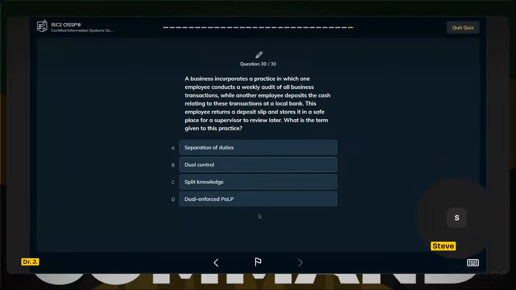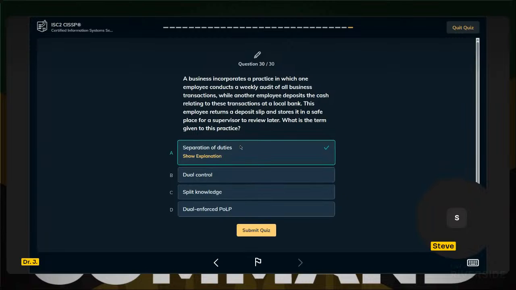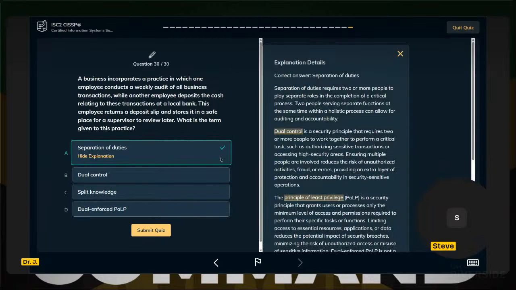And last one for tonight. A business incorporates a practice in which one employee conducts a weekly audit of all business transactions while another employee deposits the cash relating to these transactions at a local bank. This employee returns the deposit slip and stores it in a safe place for a supervisor to review later. What is the term given to this practice? Separation of duties. Two or more people play separate roles in the completion of a critical process.